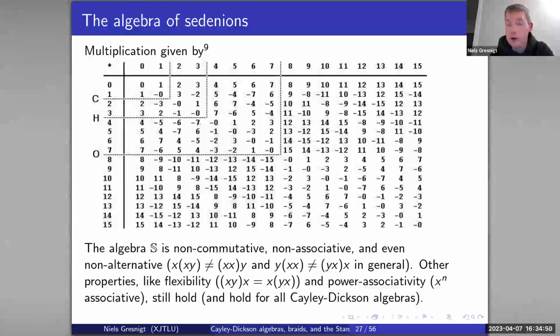Now, in going from the octonions to the Sedenions, you lose a lot of algebraic properties. So you no longer have a division algebra, and also the algebra is not alternative anymore. So it means that even if you take 2 elements, they don't always generate an associative subalgebra. However, some other properties still hold.